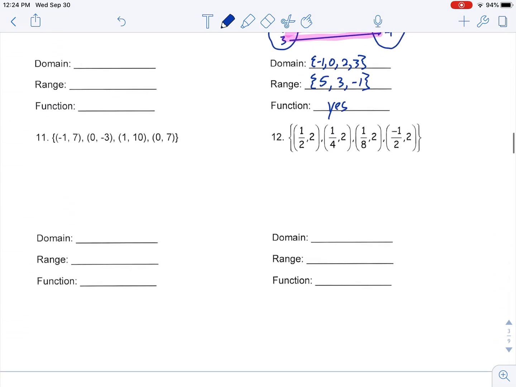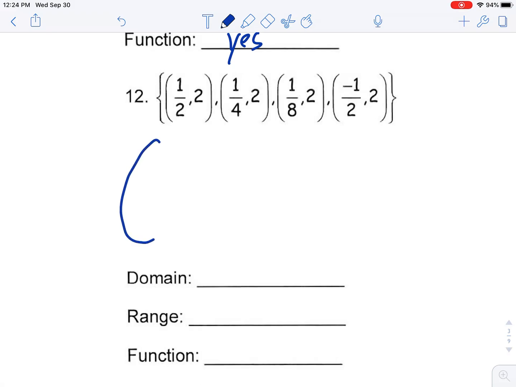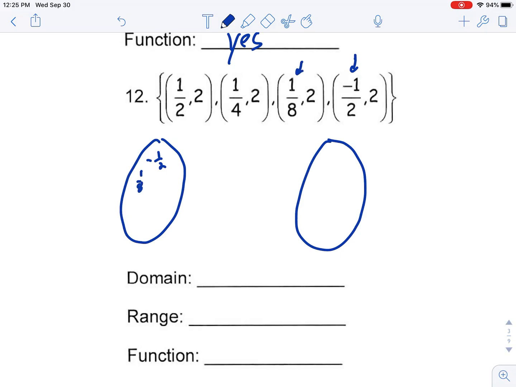Okay, number 12. So draw an oval here, draw an oval here. The first oval, we're going to put the x values. Just for kicks, I'm going to put the smallest one in first, the next larger one in next, followed by the next larger one, followed by the next larger one. Had to write small to fit all those fractions in there. And then the range is all of the y values. Well, look at this. 2, 2, 2, 2. All I have to write in this bubble is a 2. And so now, each one of these connects to that 2.